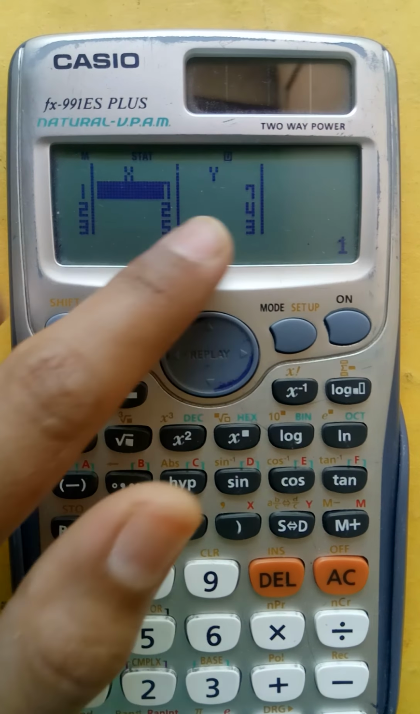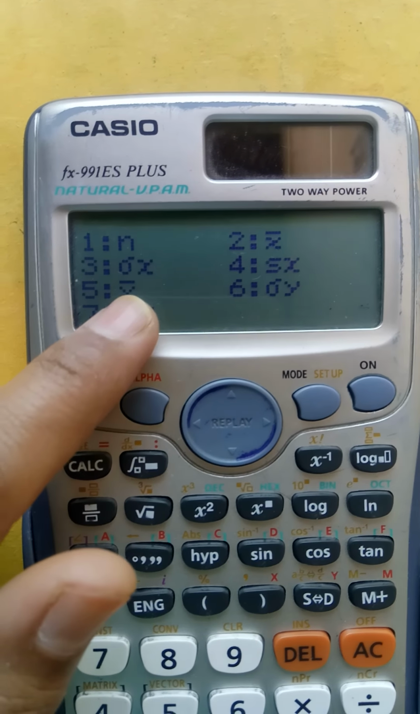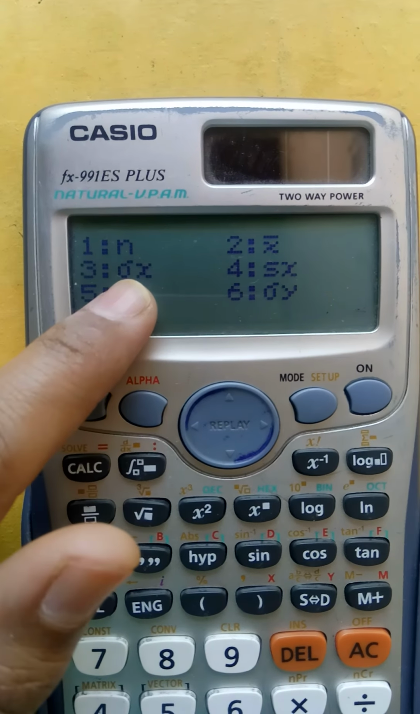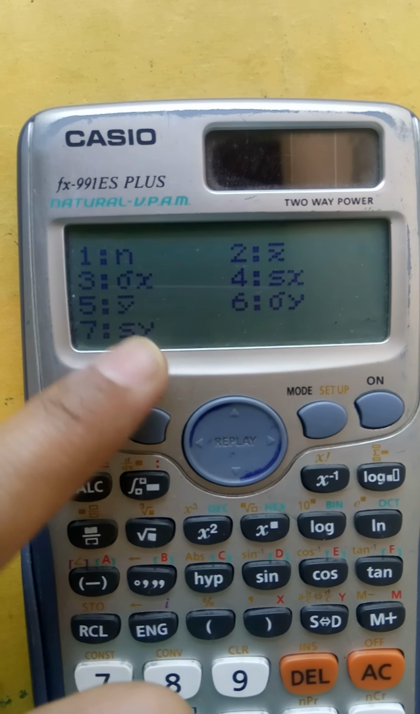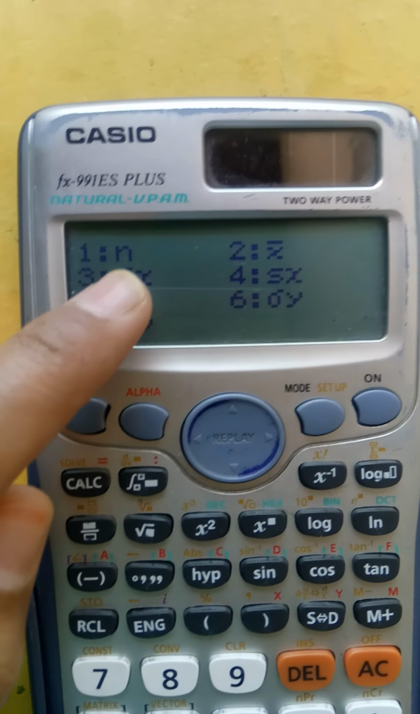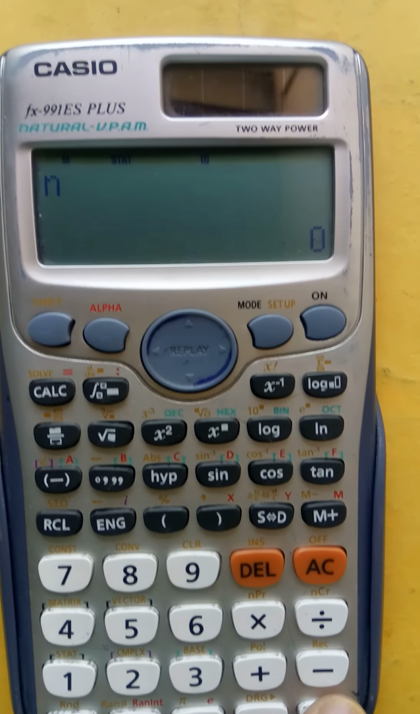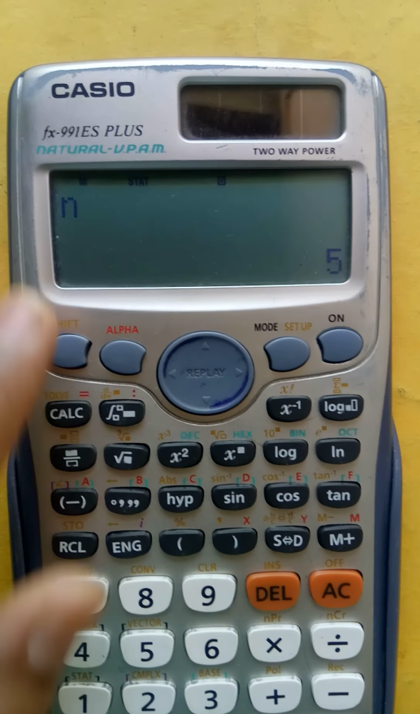In variance we get the value of x bar. X bar means mean of x. Similarly we get y bar, that is mean of y. Sigma x is the standard deviation of x. Then n denotes the number of variables. Here we have taken 5 values of x, so our data contain 5 values of x and y. If we press 1, then we get the total number of data, that is n equals 5. It means we have taken 5 values of x.